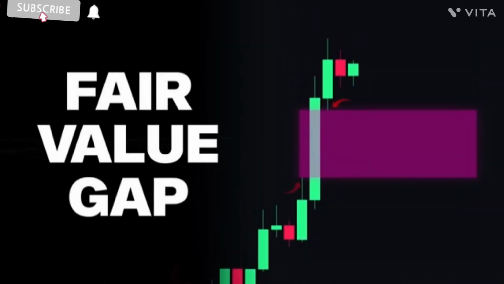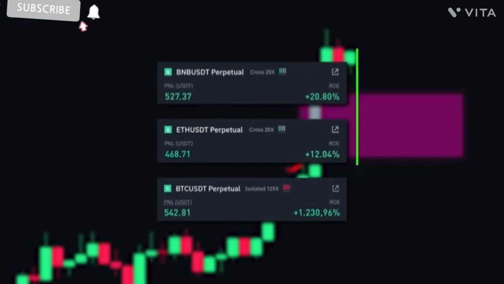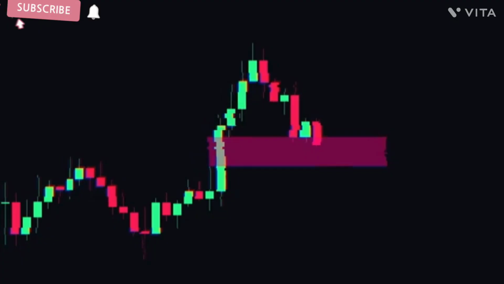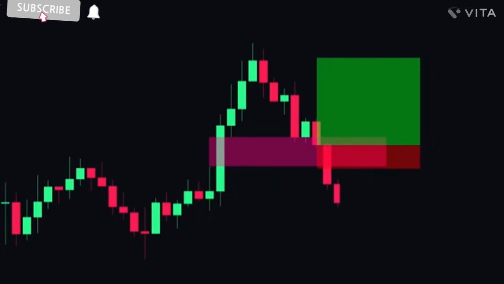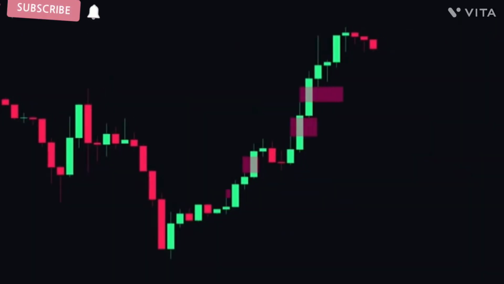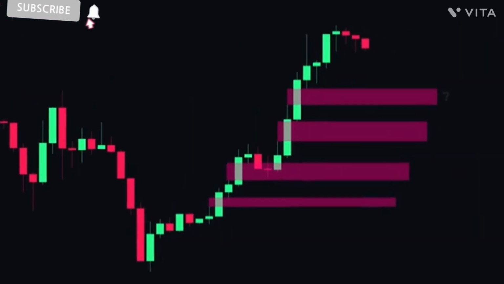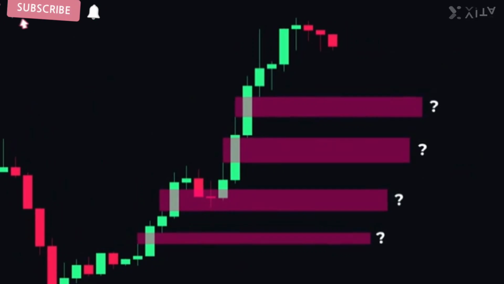The fair value gap, one of the most powerful concepts in trading. This exact strategy has led me to many profitable trades in my career. But the problem is, many traders actually use it incorrectly, causing them to lose money from it. The most confusing part about trading the fair value gap is figuring out which ones are most likely to work.